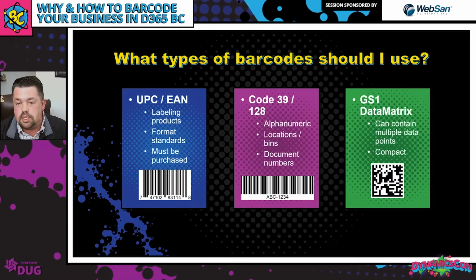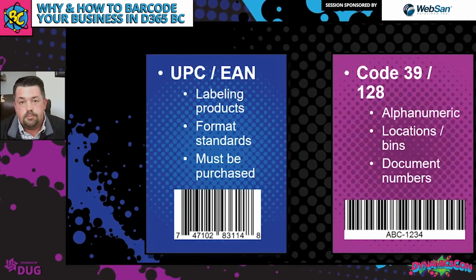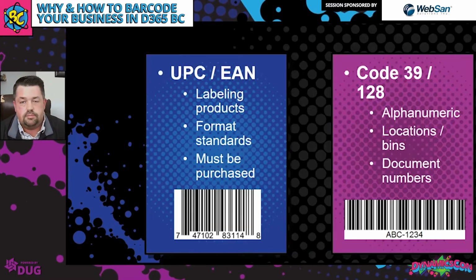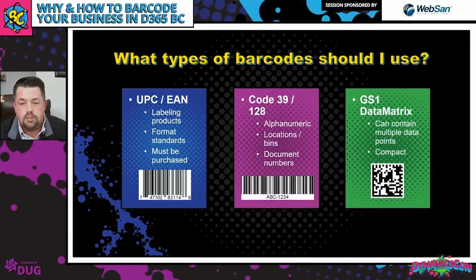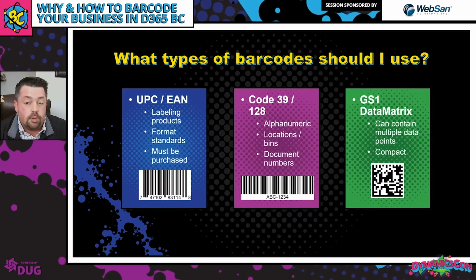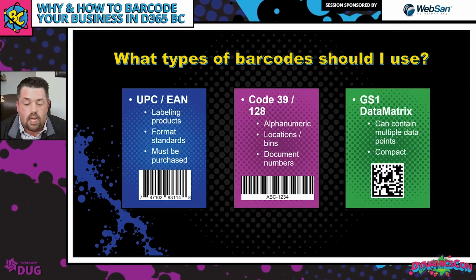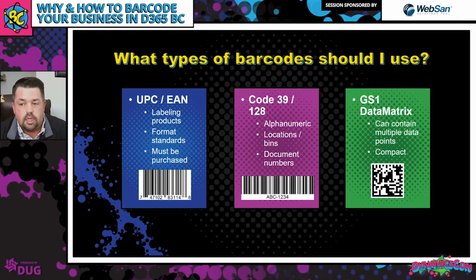First is going to be the UPC or EAN barcode. These types of barcodes are typically purchased from a government agency where you would register your products. They're typically used for labeling items or goods. And they do have standard formats, and you see a picture there of what that barcode typically looks like.